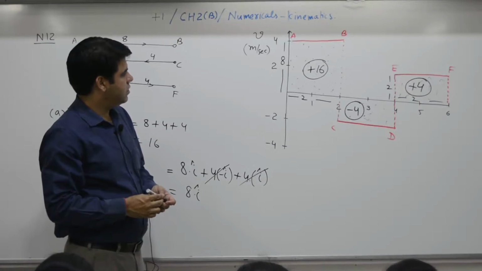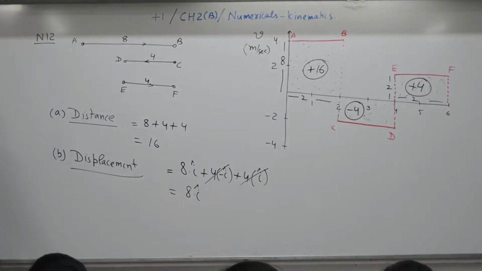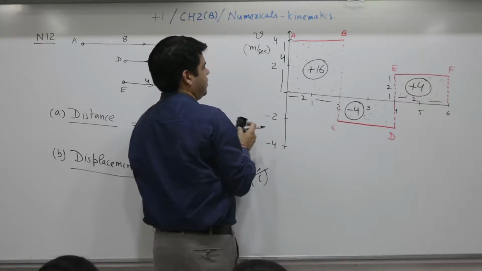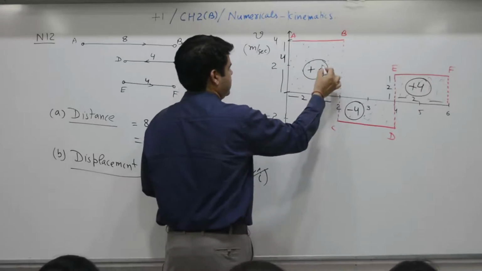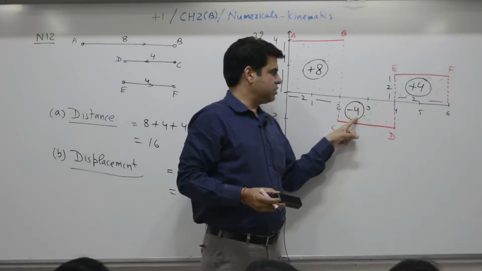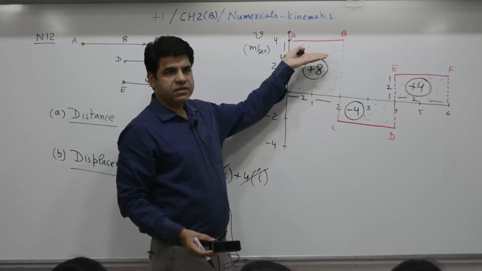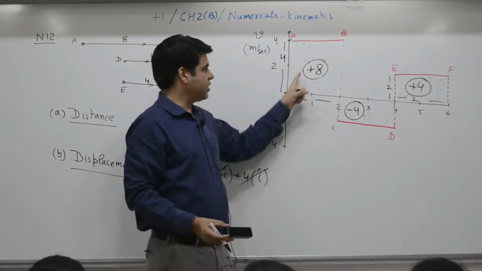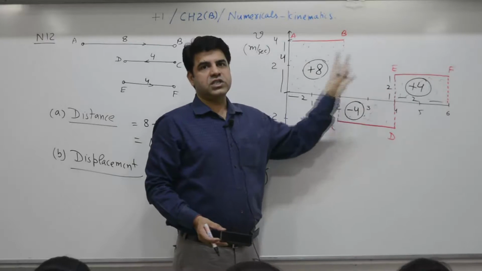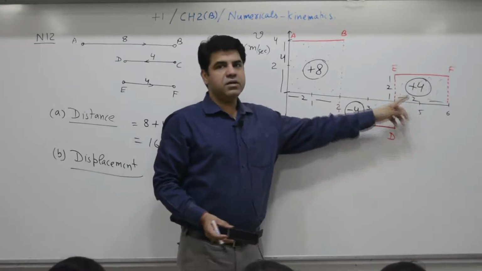This value is how much? 4, sorry. I have written 8. That's the mistake. This value is 4. 4 into 2, this is 8. 2 into 2, this is minus 4, and then 2 and 2, again 4. So any area above the axis is marked as positive, below as negative. If you want distance, then take only the magnitude: 8 plus 4 plus 4, 16. If you want displacement, then take into account the sign also: plus 8, minus 4 and plus 4.